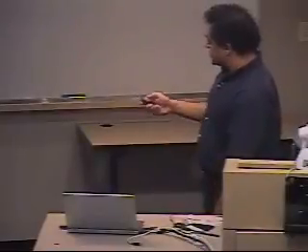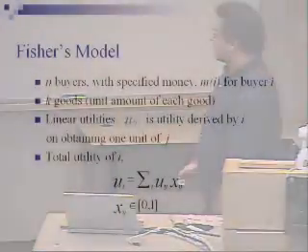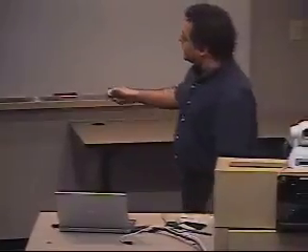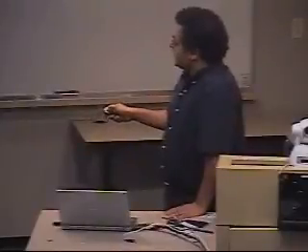So Fisher, who gave this model for his PhD thesis, here's the formulation for Fisher's model, now fully mathematically specified. Suppose there are n buyers, each coming with some money m_i. There are k goods, and we can assume a unit amount of each good without loss of generality. And say that buyer i derives u_ij amount of happiness if she gets 1 unit of good j.